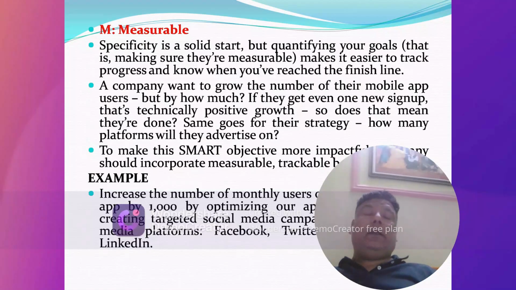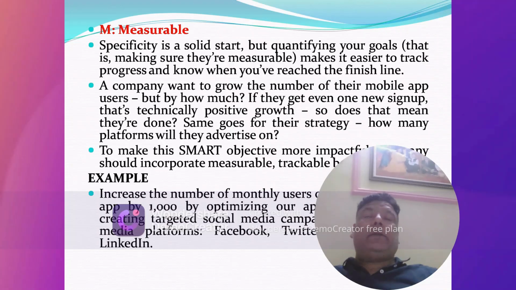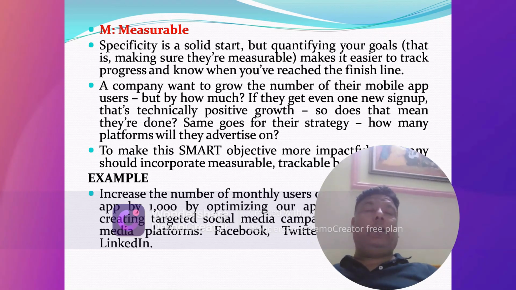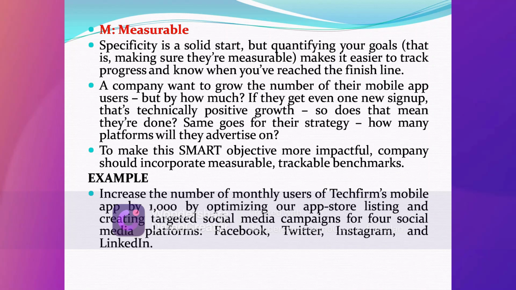The next point is measurable. Yes, you are specific, you understand what you have to do, but again, as I have been telling you, being measurable means you need to quantify your goals. You cannot be without numbers. You should know that if you want to increase the sales, you want to increase the sales by 20%, or you want to increase the sales in terms of revenue, or in terms of units sold.